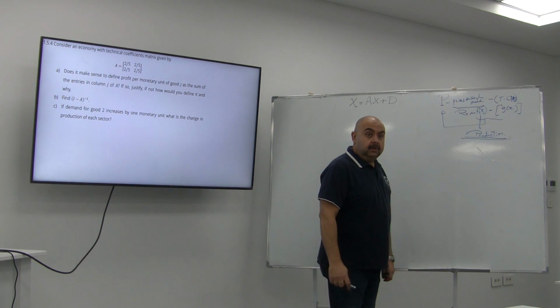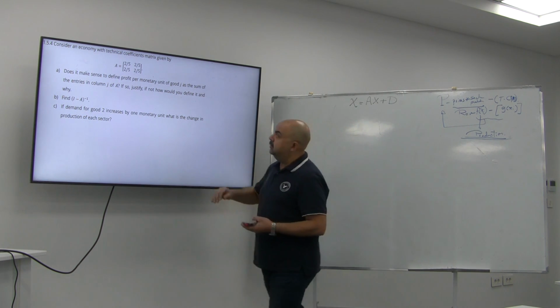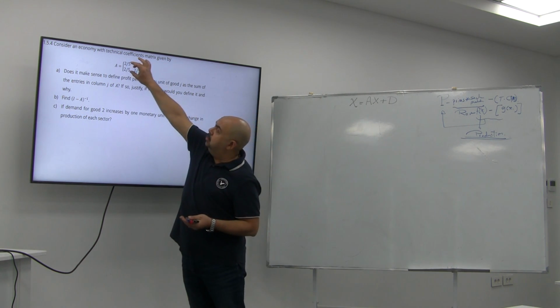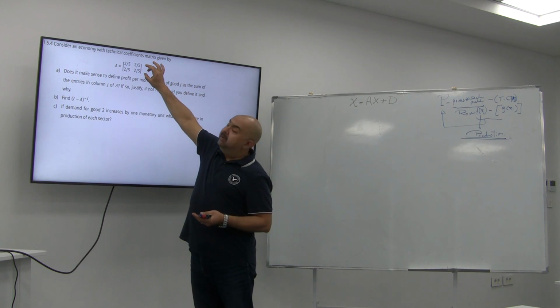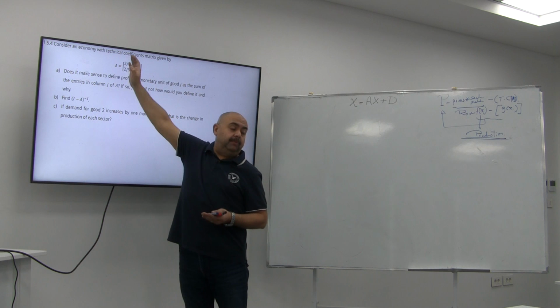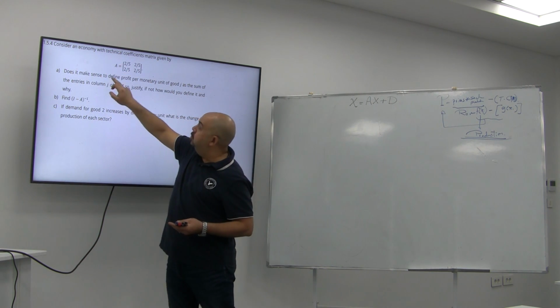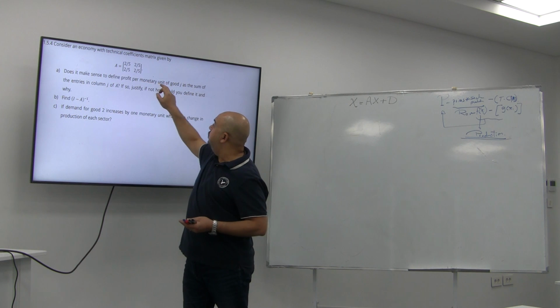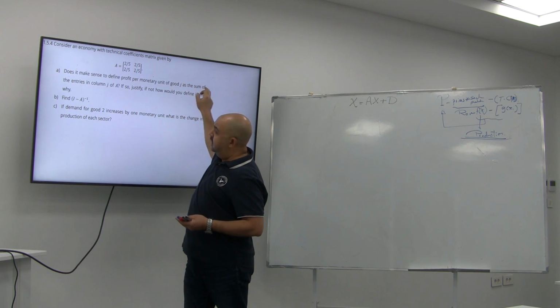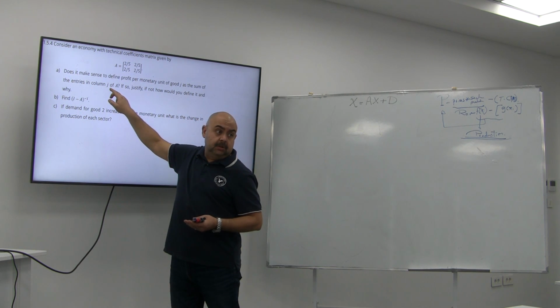And how did I get the production? If you notice, I got the production when you take these quantities and multiply them by the production plus D, you will get the total production required. So, does it make sense to define profit per monetary unit of good J as the sum of the entries in column J? Yes, it makes sense.